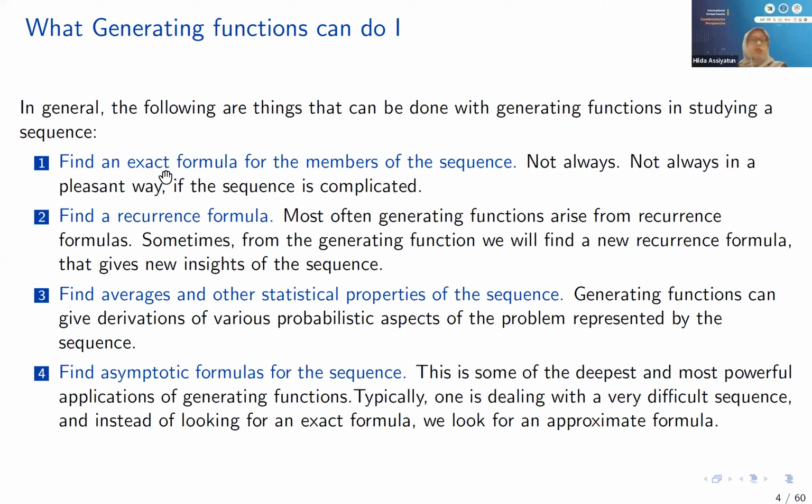The first one, of course, is that we can use generating function to find an exact formula for our sequence. But again, this doesn't always happen. And even if we get the explicit formula, maybe it's not always in a pleasant way, not always in a simple way. That's the first one. The second one we can do with generating function is to find a recurrence formula.